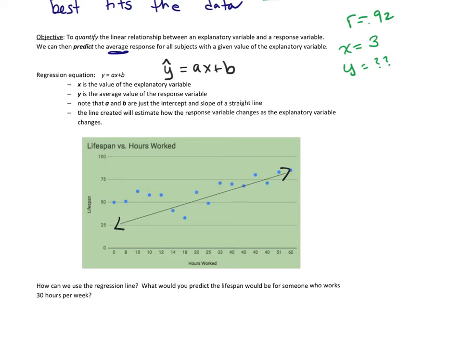So what would you predict the average lifespan would be for someone who works 30 hours a week? Well, here's 30. So if I go up to my regression line, now there may or may not be a point there, but we can go to the line and figure, all right, what's the average value here? Somewhere, I don't know, 55-ish. So we could say y hat is 55 years. So what you're figuring out is if you had lots and lots of people with 30 hours a week worked, on average, they would live to be about 55 years old. That's what this regression line is finding.